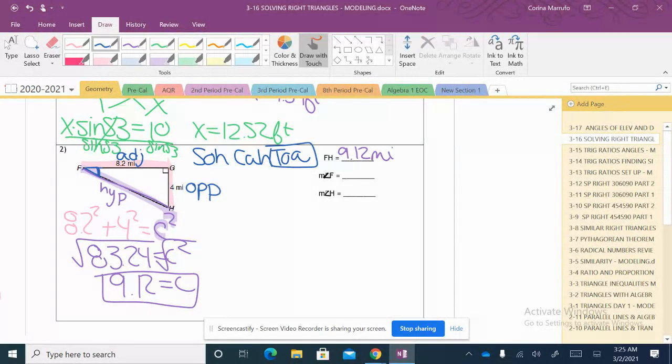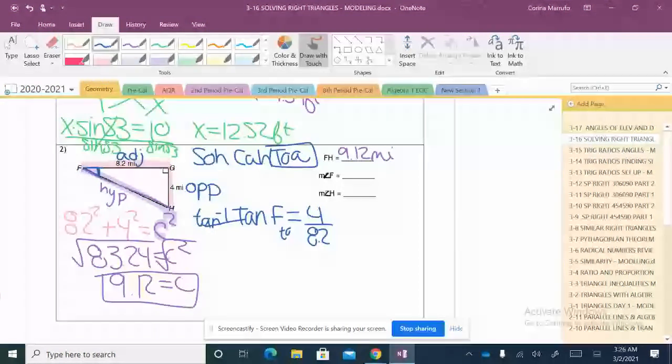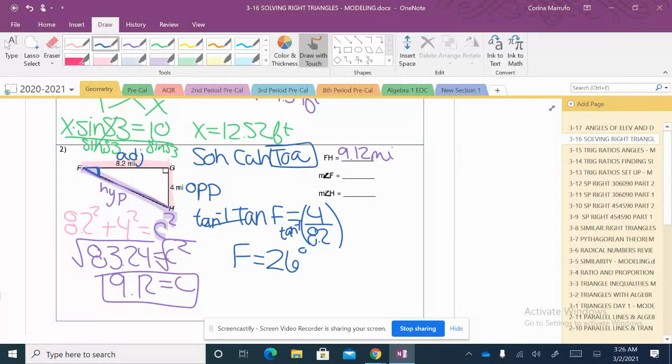So tangent of F, okay, we don't know what angle F is, equals my opposite, which is 4, over my adjacent, which is 8.2. Then I go ahead and find my inverse tangent to figure out what my angle F is. So F is equal to, I'm going to go ahead and put inverse tangent of 4 divided by 8.2. And it gives me 26.00, so this will round to 26 degrees.